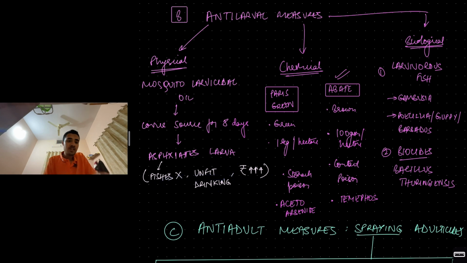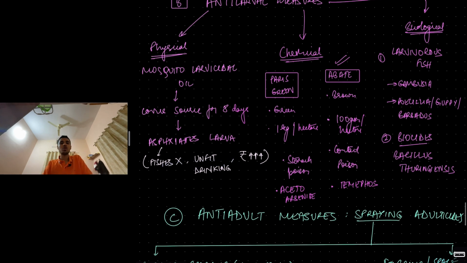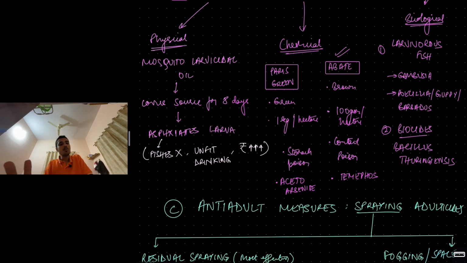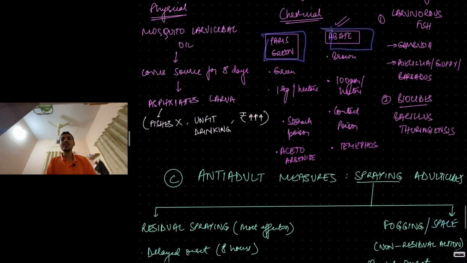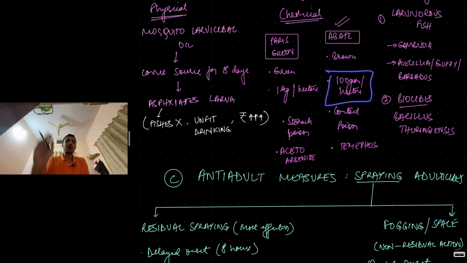This is physical methods. Coming to chemical methods, you will put larvicides. Two most common larvicides, Paris green and abate. Paris green is acetoarsenate. Abate is temifos. Paris green, green color. Abate, brown color. Why do we prefer abate much more than Paris green? Is abate 100 grams, if you put abate in water, it is enough to kill the larva. Whereas Paris green, you need 1 kg per hectare. So that is why we prefer abate.